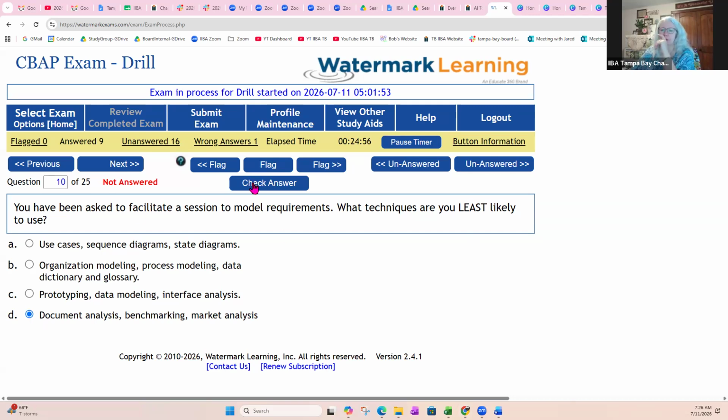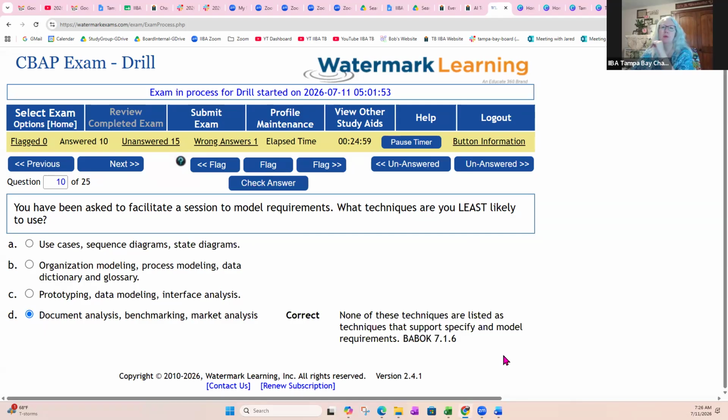Okay, let's check the answer. All right, y'all are right. None of these techniques are listed as techniques that support specify and model requirements. The rest of these, yeah, you can use those as long as they help convey the information to your stakeholders in a way that makes it easy for them to understand what the requirements say or mean. Good job.